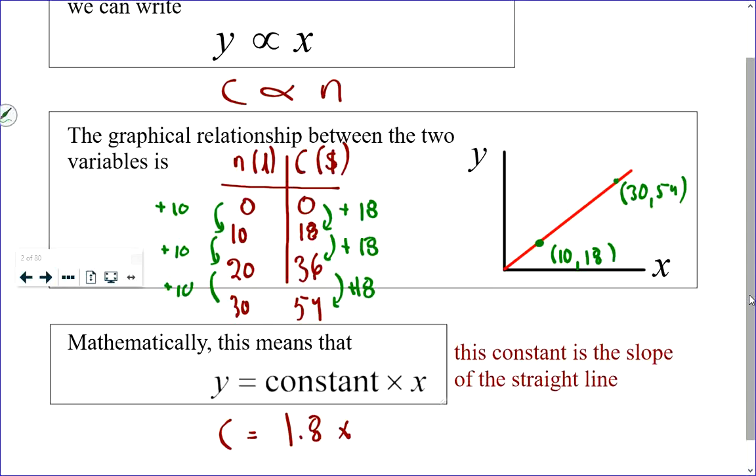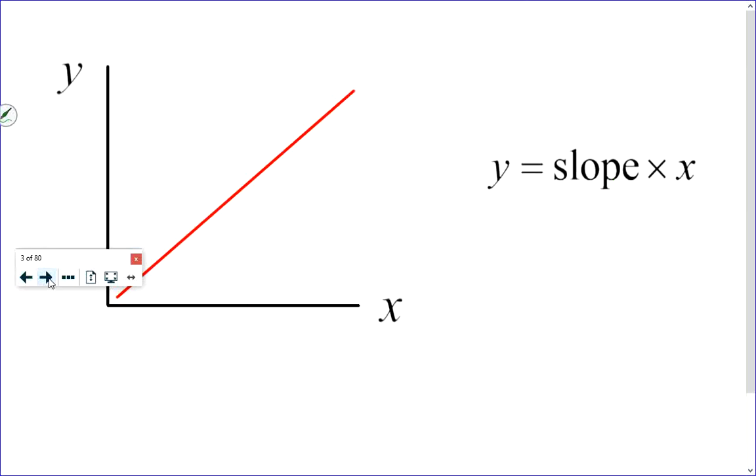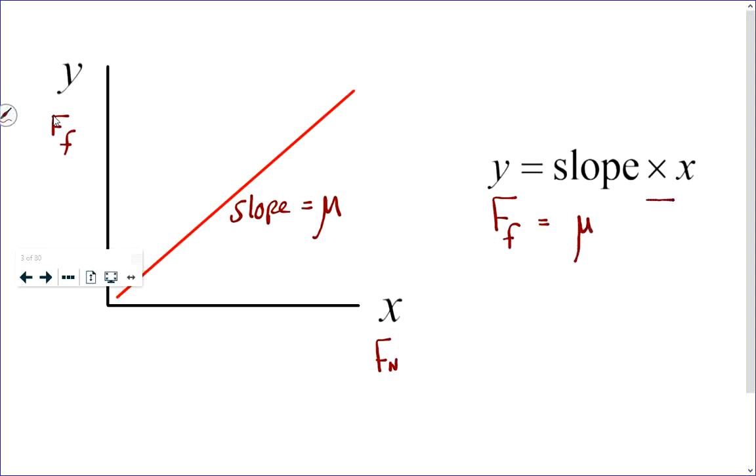In fact, I hope you recognize y equals mx as a math equation. Yes? Okay. Whenever you have a straight line graph that goes through the origin, the equation of that graph is y equals the slope times x. That is why in our lab, when you plotted the force of friction here and the normal force here, the slope was equal to mu, because the force of friction equals mu times the normal force.